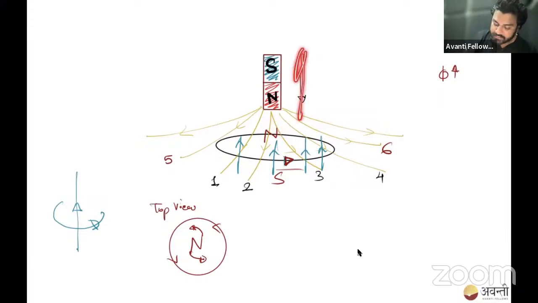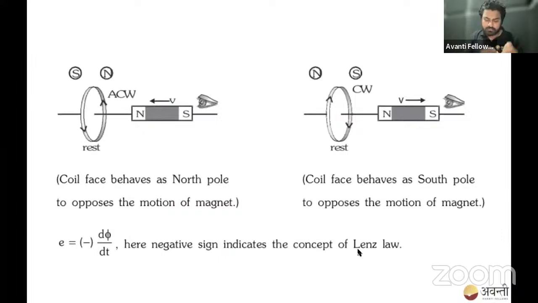If this is going upside, north is going away. So it will try to attract that north by creating south here. So now the current will be in the opposite direction if you extend the edges. Okay, so I hope this is clear. Write in your own language whatever you need to write, right?